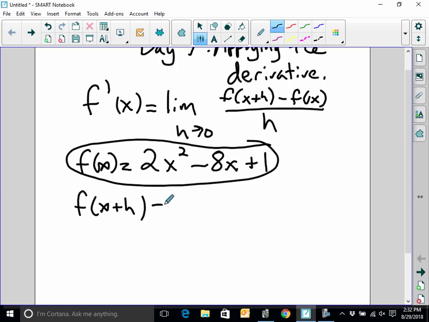Well, all we're going to do is look at our original function, f of x. We see f of x is 2x squared minus 8x plus 1. What I'm going to do is just sub in an x plus h everywhere I see an x in f of x. And when I do this, since I'm subbing in a binomial, I want to make sure I put it in parentheses. So f of x plus h is simply going to look like this.